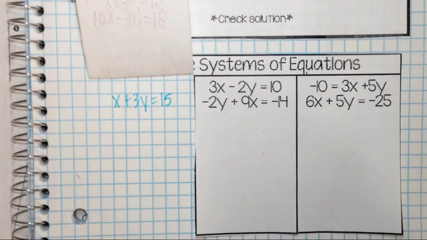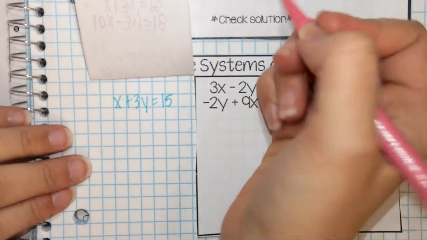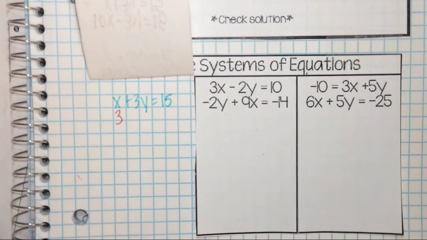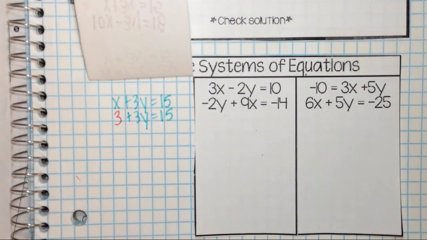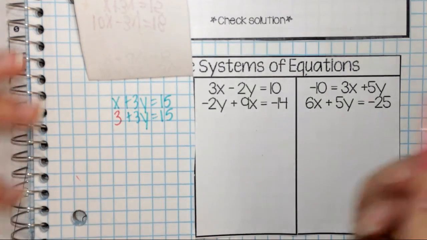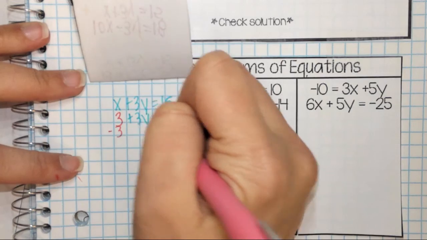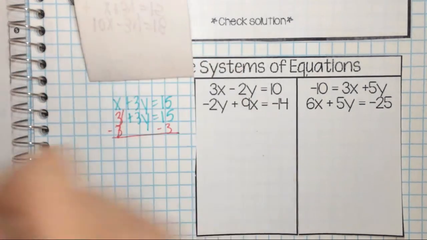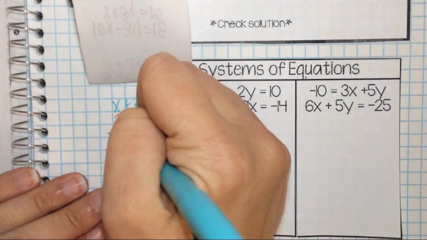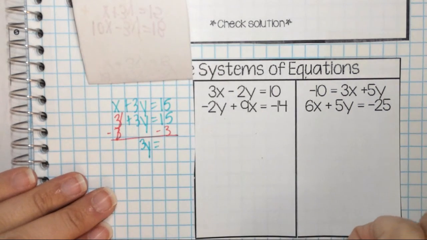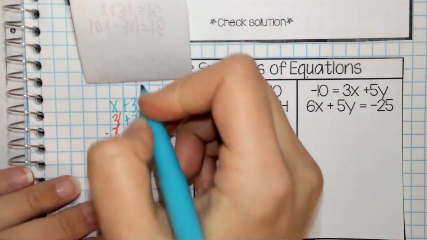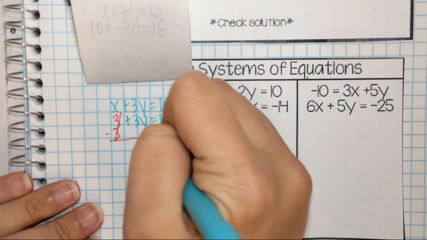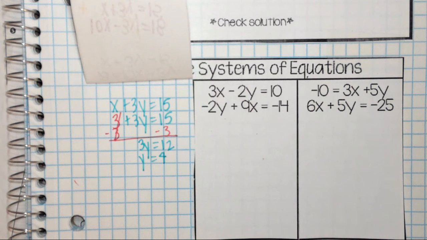Now, what did we just find that x equals? 3. So we're going to plug 3 in right here. Plus 3y equals 15. Then what do I do? You subtract 3. We subtract 3. And you have 3y equals what? 5. And y equals? I know what cuatro is. Gracias.